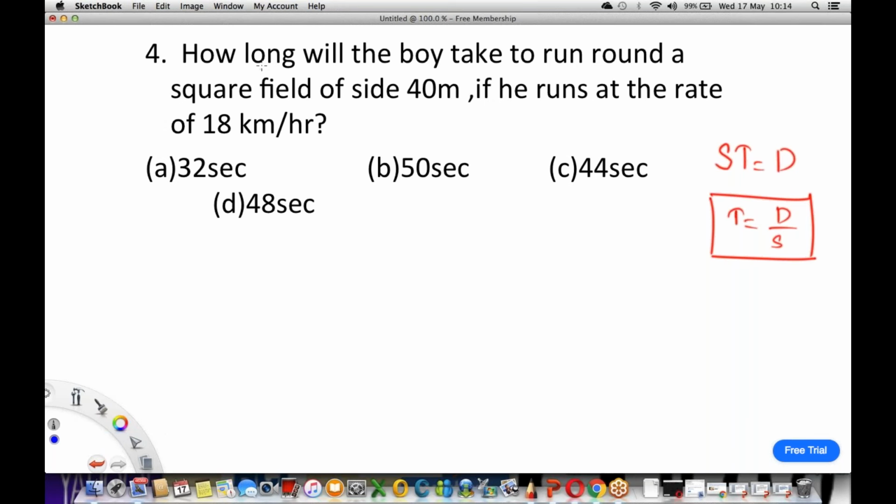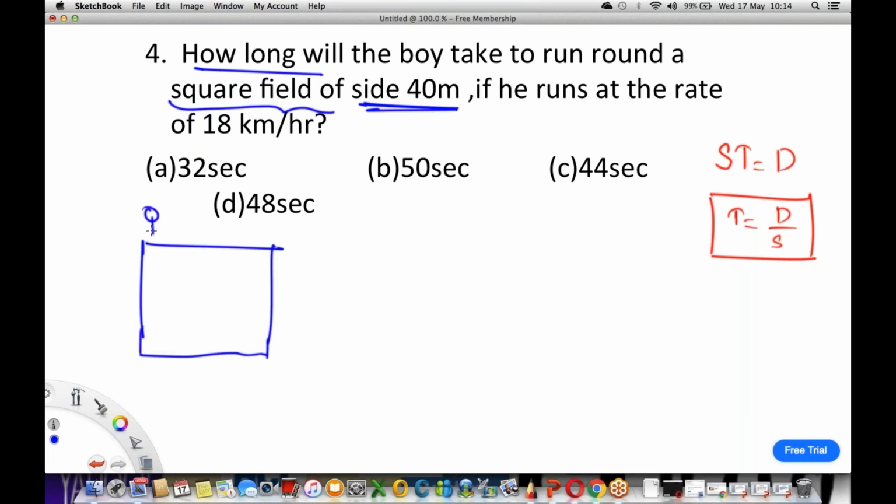So if you look at this information, he said, how long will the boy take to run one round of a square field with a side of 40 meters. That means there is a square field like this, some ground is there, and he just started here and he just completed one round. That means again he returned back to the initial position. The square field is having 40 meters as a side length.